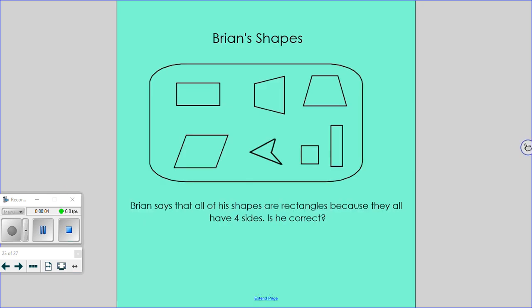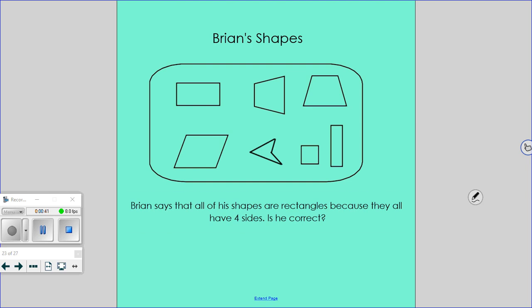He says that all of his shapes in his little box are rectangles because they all have 4 sides. Is he correct? Is he correct? Nick? No, he is not correct. All of those are not rectangles. I could change this by, instead of saying rectangles, what could I say?